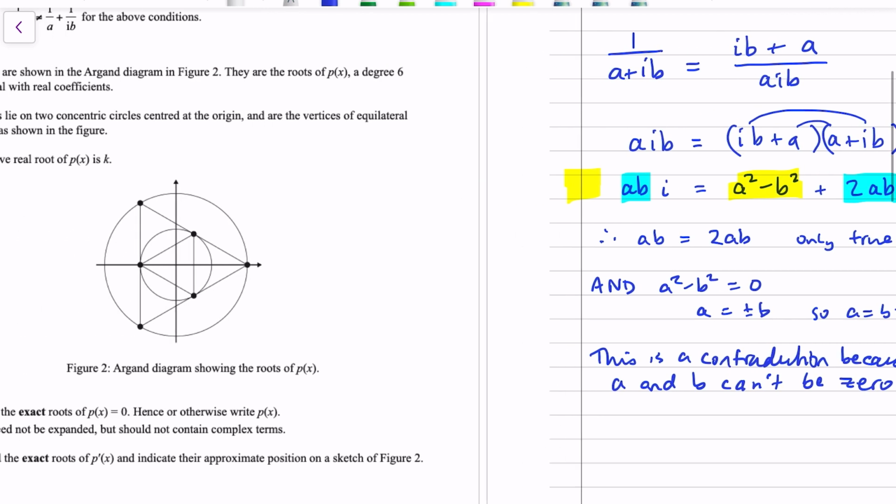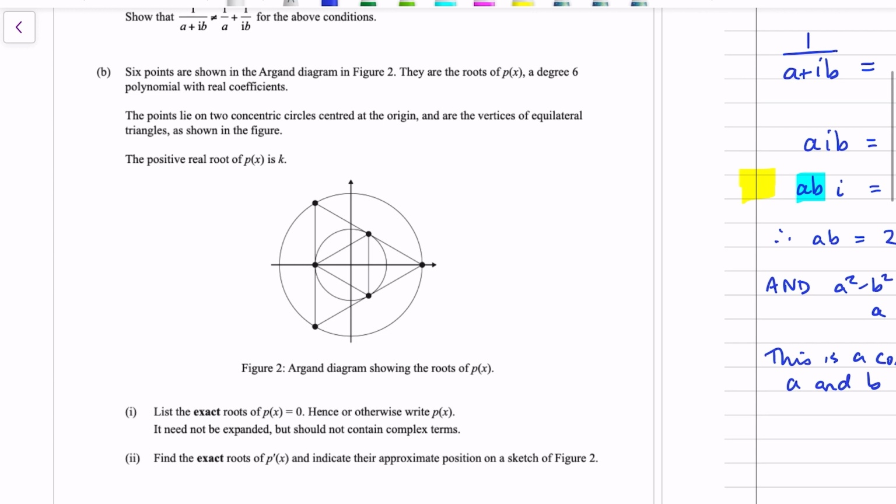Okay, part B gives us 6 points in the Argand diagram that are roots of a degree 6 polynomial with real coefficients. And we've got the points lying on two concentric circles around the origin. So I've done this with my class before, and it's actually similar to another scholarship paper, I think 2010. You can use geometry to find all the solutions given that the real one is K.